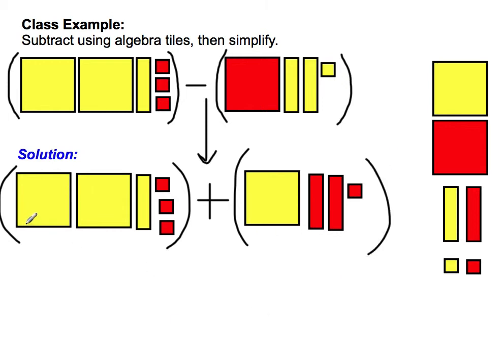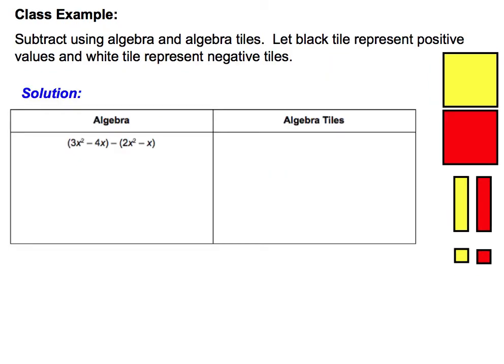We zero out. We don't have anything to zero out with my x squared, so it's 3x squared. We can zero out one of the variable tiles. We're left with 1x, or just x, and it's negative. And we have minus 4, because we have 4 of the red tiles. Okay, so now what we're going to do is I'm going to show you with the picture and also with the algebra tiles at the same time.